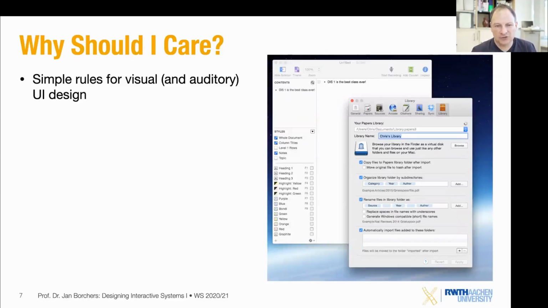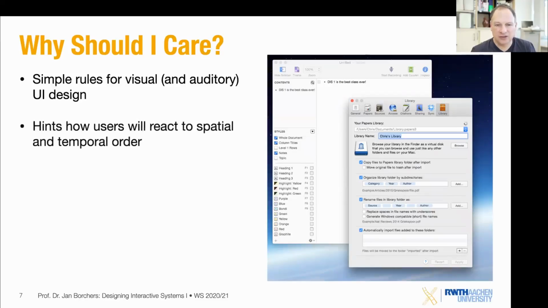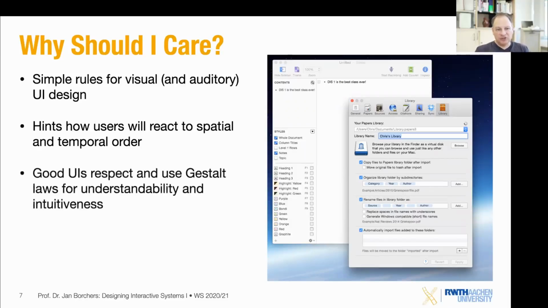And they will really help us to understand how users will react to mostly the spatial order of objects on the screen, but also to the temporal order of things happening or sounds being played. So pay attention to these Gestalt laws, and you can actually use them to make your interface easier to use and more intuitive. And here's the first one.